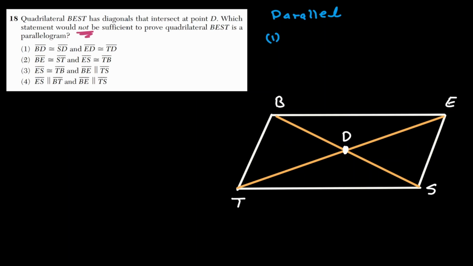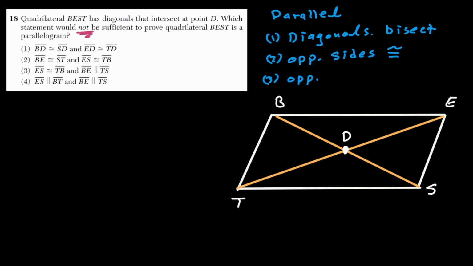If the diagonals bisect each other, then we can claim that we have a parallelogram. And also, if opposite sides are congruent, we can also conclude that we have a parallelogram. And also, if opposite sides are parallel, then we can conclude that we also have a parallelogram. So these are the 3 different conditions that will guarantee a parallelogram. Now let's go down the list and see which one does not have this condition.